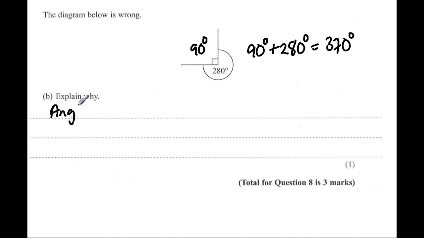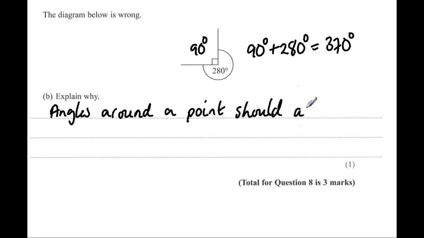Angles around a point should add up to 360 degrees, not 370 degrees.